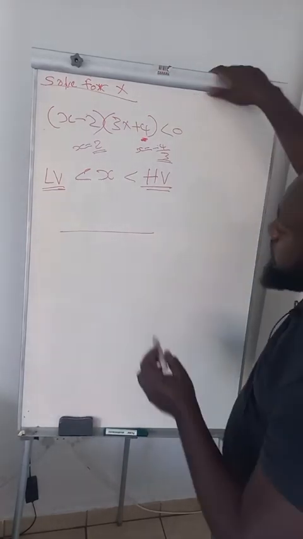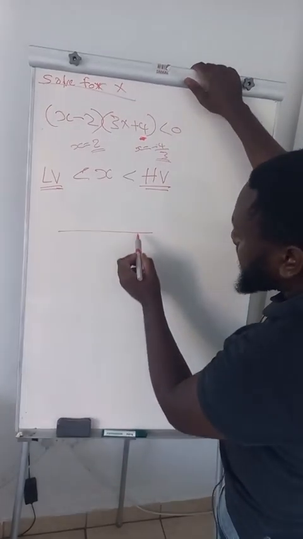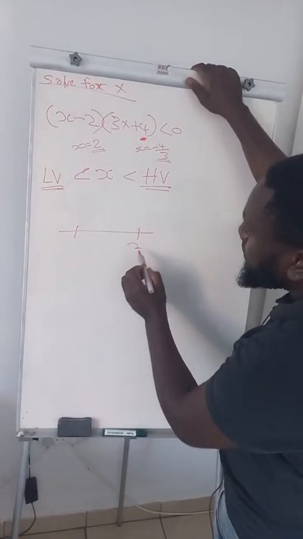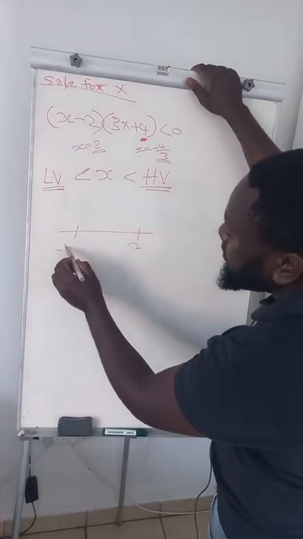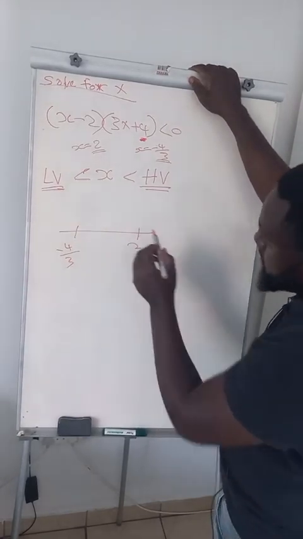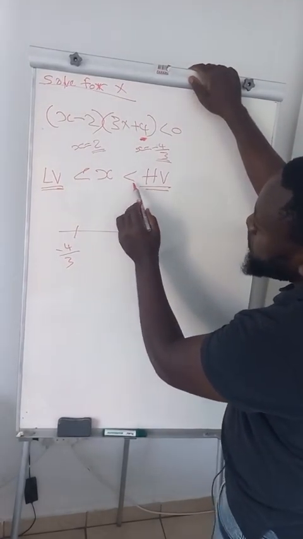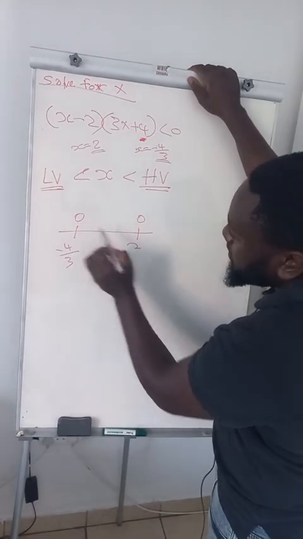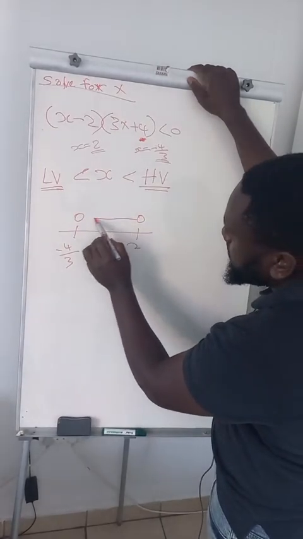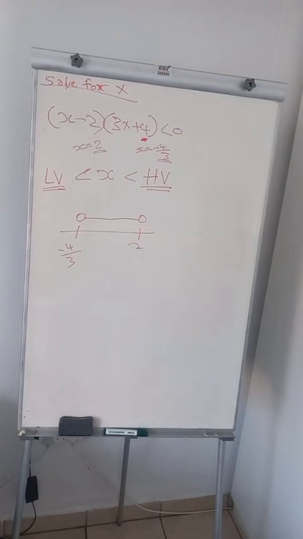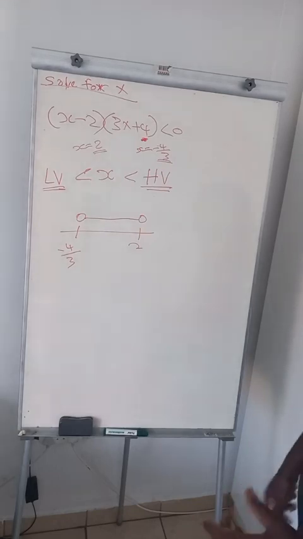So now when you're drawing your number line, you'll place it like this. Now your 2 will be here, and then your negative 4 over 3 will be here. In this case, because there's no equal sign involved, it will just be an open circle here and also an open circle here. So this will be something like this, and then you're done with your number line for an inequality. So that's it.